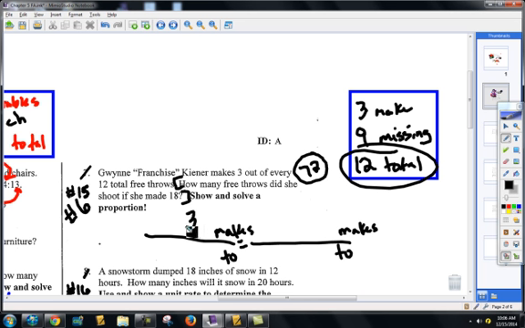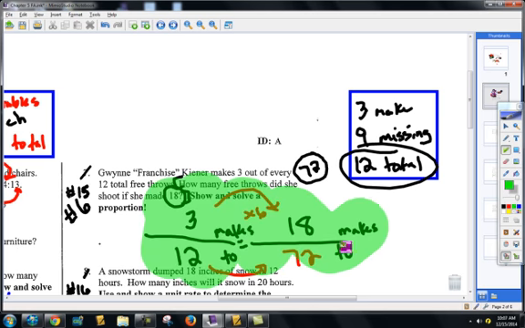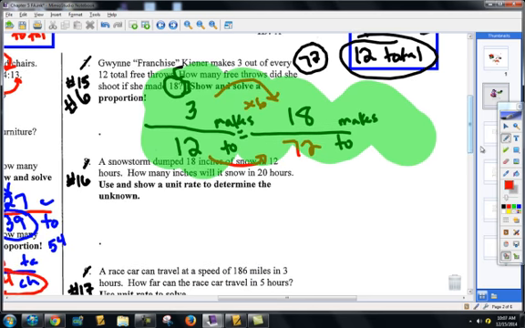My fake ratio says that she makes 3 out of 12. And then the real information they give us is that she makes a total of 18. You could cross multiply and divide, or just recognize that you're multiplying by 6. Multiplying by 6, you're going to get 72 total. I need to see that work. If it's not there with labels, it is incorrect.